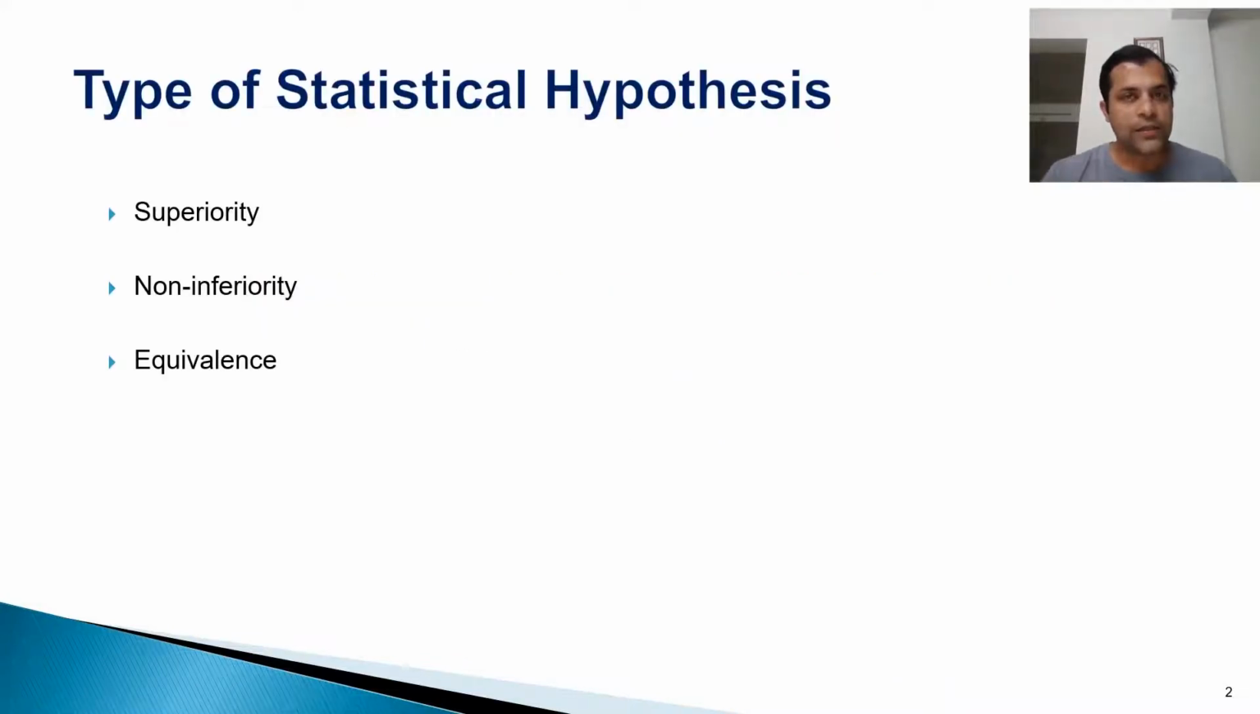Now, in clinical trials, there are three types of statistical hypotheses. One is superiority, other is equivalence, and third one is non-inferiority. Now, what are these types of hypotheses and why they are there, I am not going to cover in this session. For that, I have kept one link in the description in which my friend Dr. Anand is explaining this.